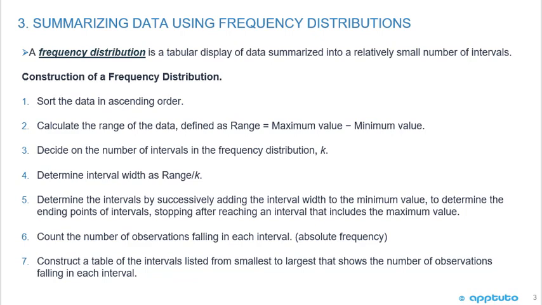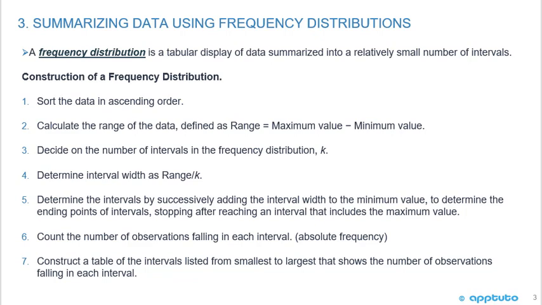5, determine the intervals by successively adding the interval width to the minimum value to determine the ending points of intervals, stopping after reaching an interval that includes the maximum value. 6, count the number of observations falling in each interval, the absolute frequency, and then construct a table of the intervals listed from smallest to largest that shows the number of observations falling in each interval.